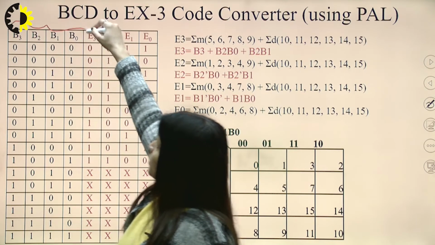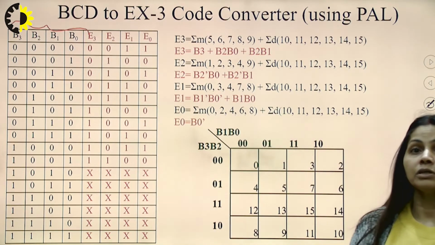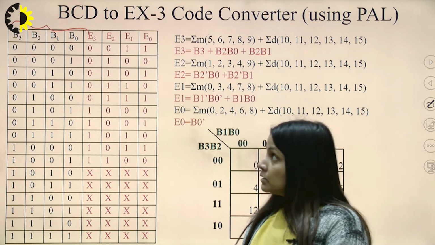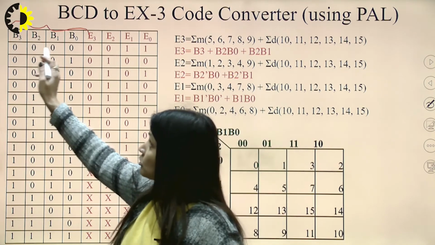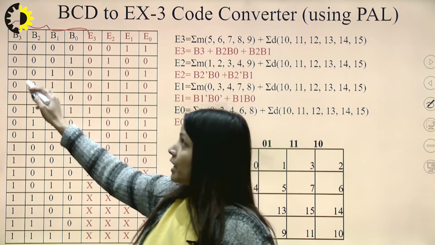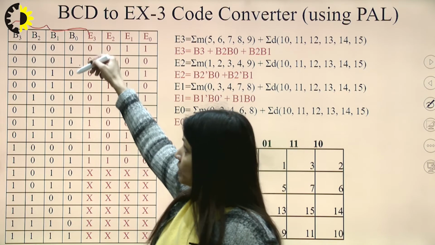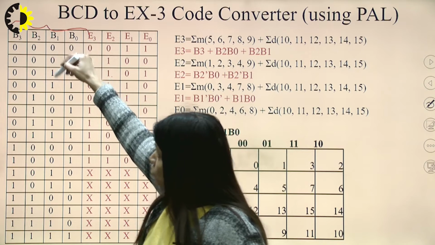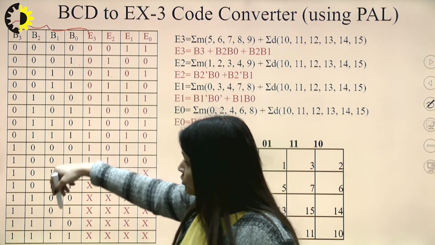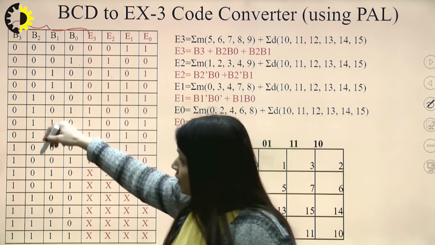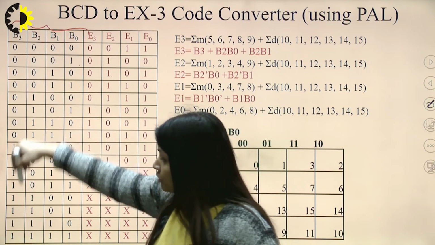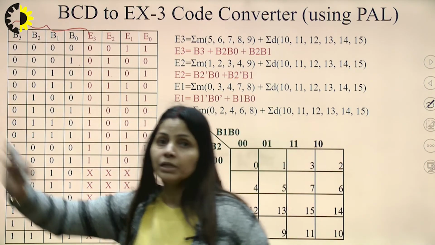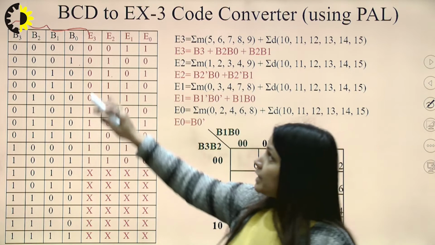Here B3, B2, B1, B0. The BCD codes we write as usual: 0, 0, 0, 0, then 0, 0, 0, 1, and so on. B0 alternates 0, 1, 0, 1. B1 has 2 zeros and 2 ones, 2 zeros and 2 ones. B2 has 4 zeros and 4 ones, and B3 has 8 zeros and 8 ones. After completing B0, B1, B2, B3, we can write the X3.